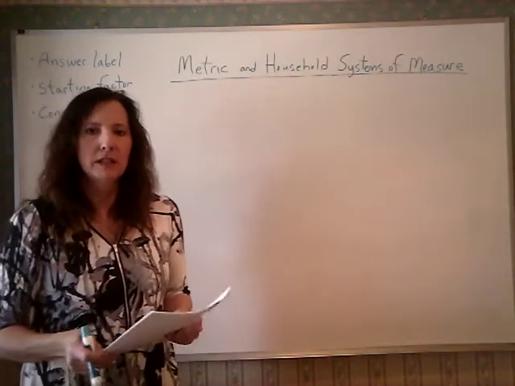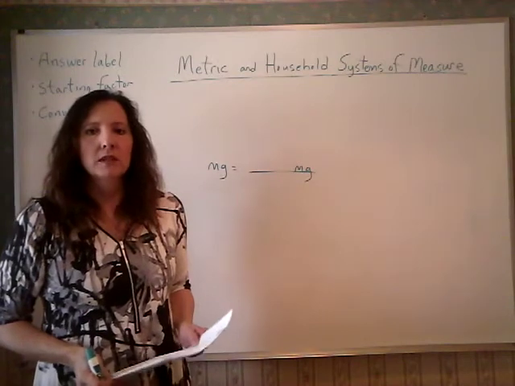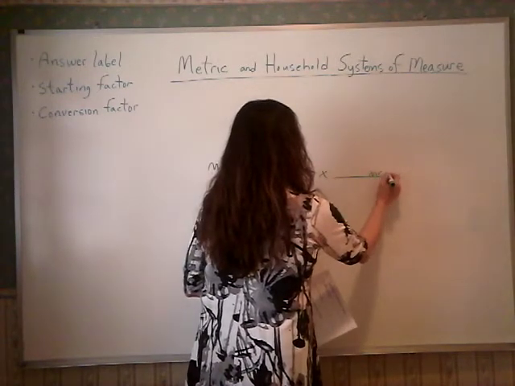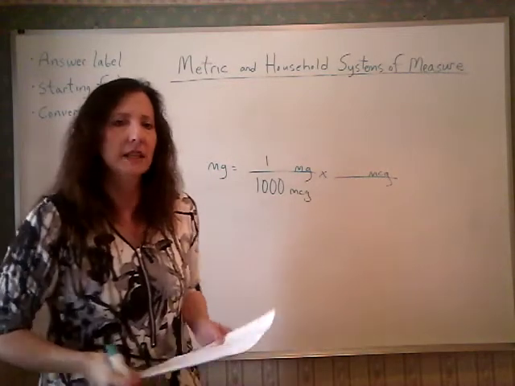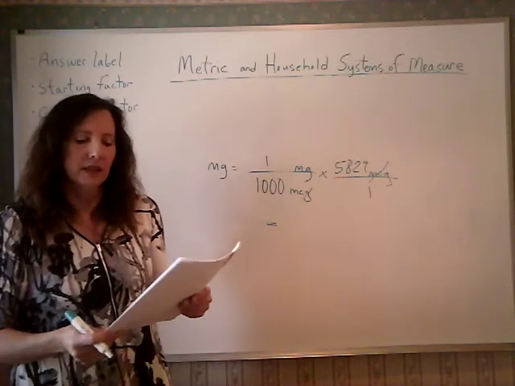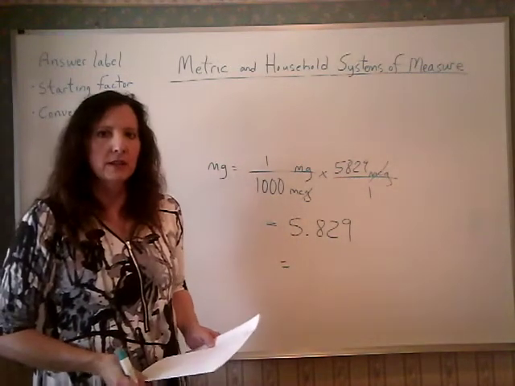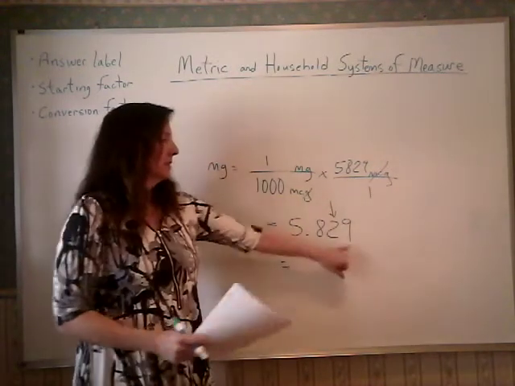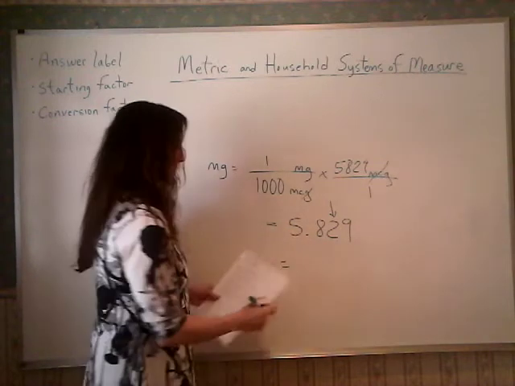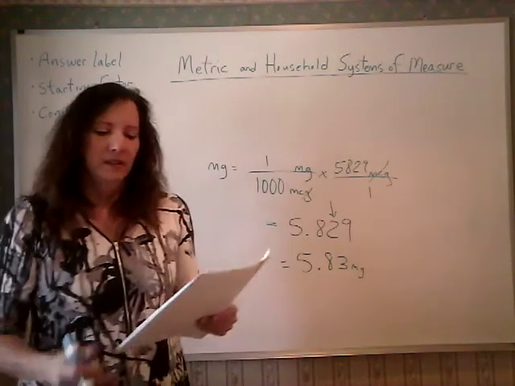Number 8, the question is how many milligrams? Our conversion is 1 milligram per 1,000 micrograms. We're converting from 5829. We do the math and we get 5.829. Weights are always rounded to hundredths. We look at the thousandths place and it's 5 or greater. So we round up. 5.83 milligrams.